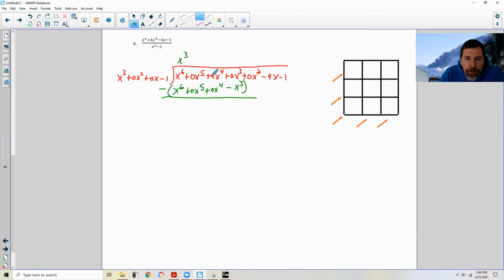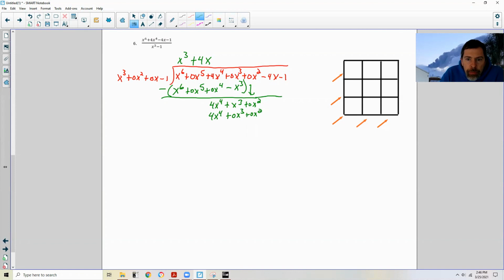0 minus 0 is 0. 4 minus 0 is 4x to the 4th. 0 minus a negative is plus x cubed, and bring down my 0x squared. I may need more, but I'll just put the 1 for now. X cubed, I need a 4, so there's a 4 here. I need another x to make x to the 4th. X to the 1 times x to the 3rd is x to the 4th, so I get 4x to the 4th. 4x times 0x squared is 0x cubed. 4x times 0x is 0x squared.